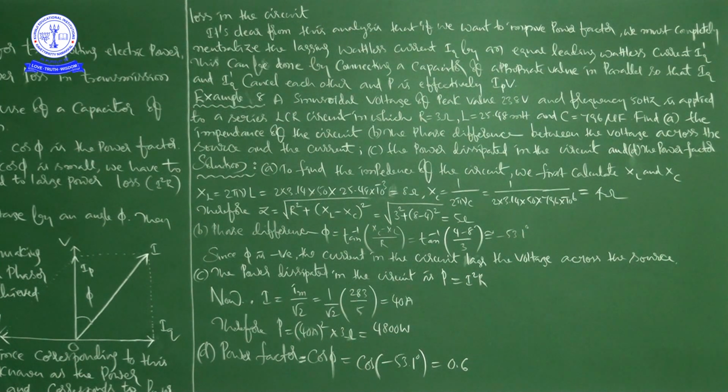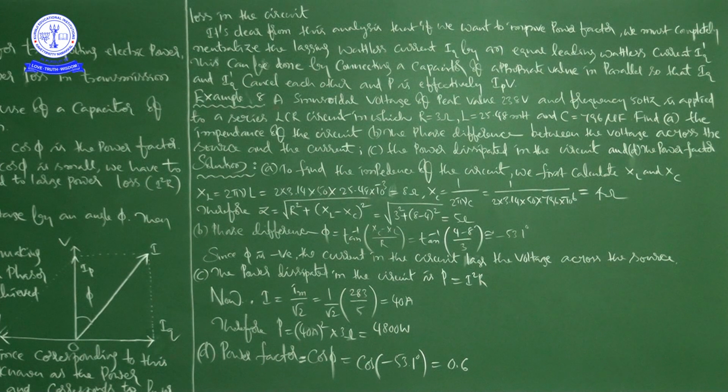4800 watt. Okay, right. Next, the last one, D. The power factor. The formula, you know, that is cos phi. So the cos phi value, we just calculated in B. That is minus 53.1 degree. So when it is minus 53.1 degree, that will become equal to 0.6. Okay, so this is the power factor.